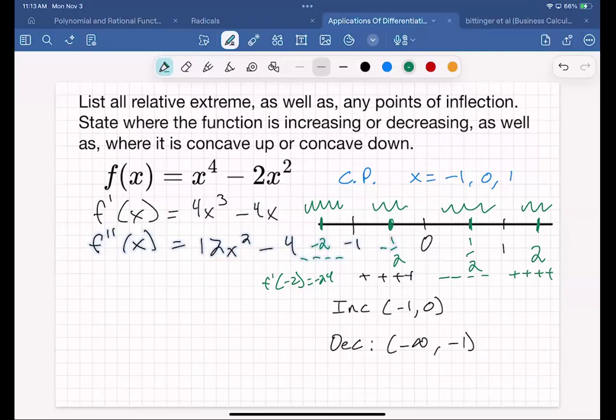Now, with that said, that gives us everything we need. So we have multiple intervals here.